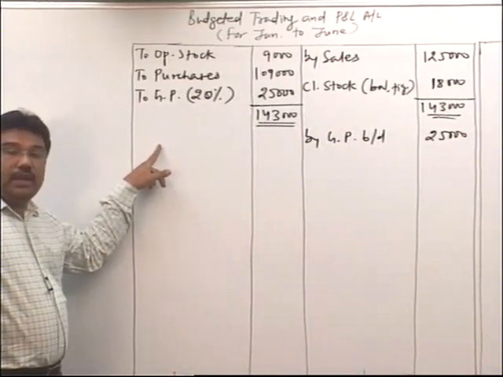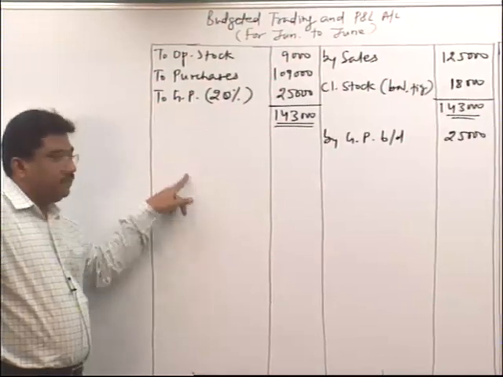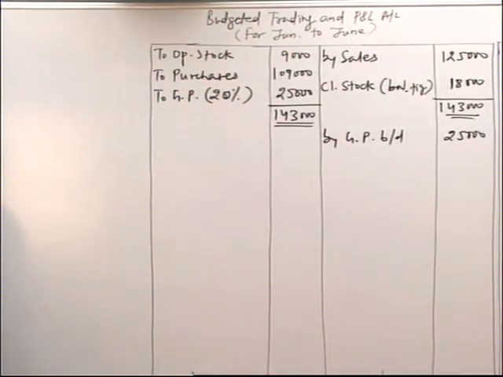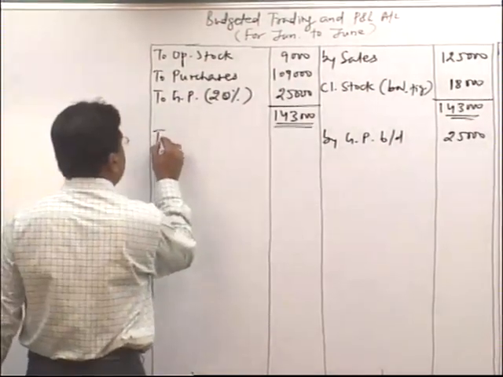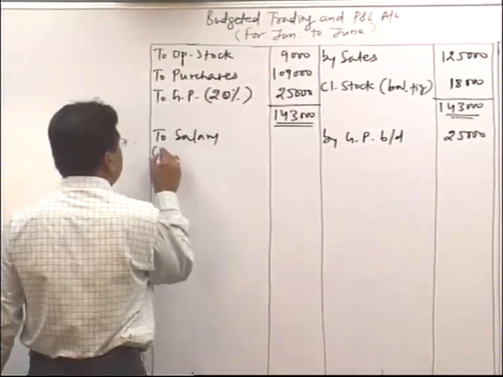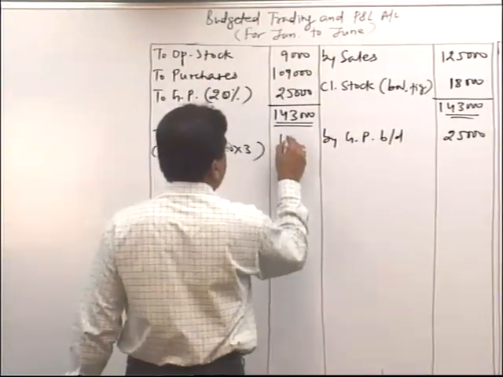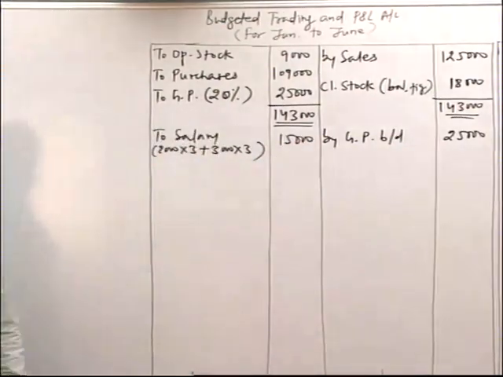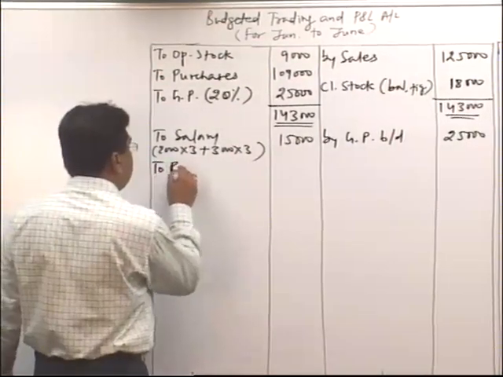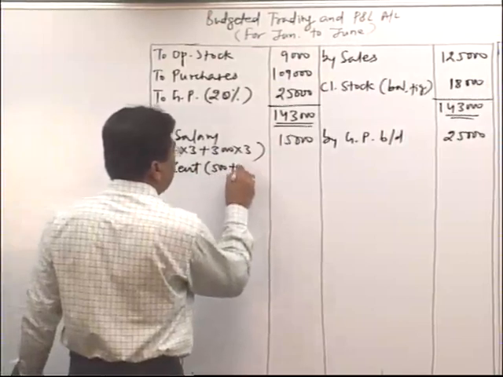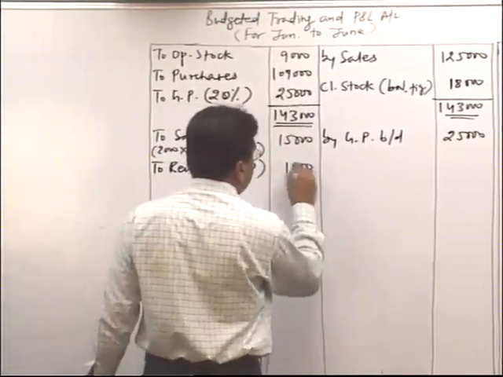Now in P&L account, debit all other indirect expenses. Now please see the question. The first expense is salary. Now you can see that for first 3 months it is 2,000 and for next 3 months it is 3,000. So to salary, this 2,000 into 3 plus 3,000 into 3. So total will be 15,000. Next is rent. It is 500 and 500, total 1,000. 500 rupees in first quarter and 500 in second quarter. So it is 1,000.